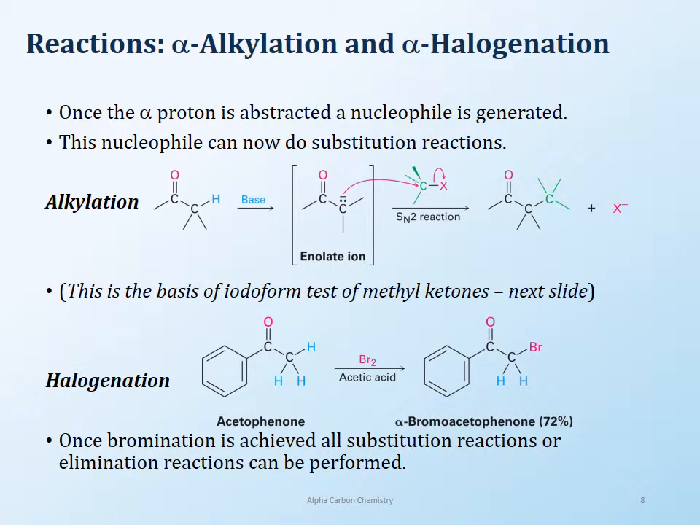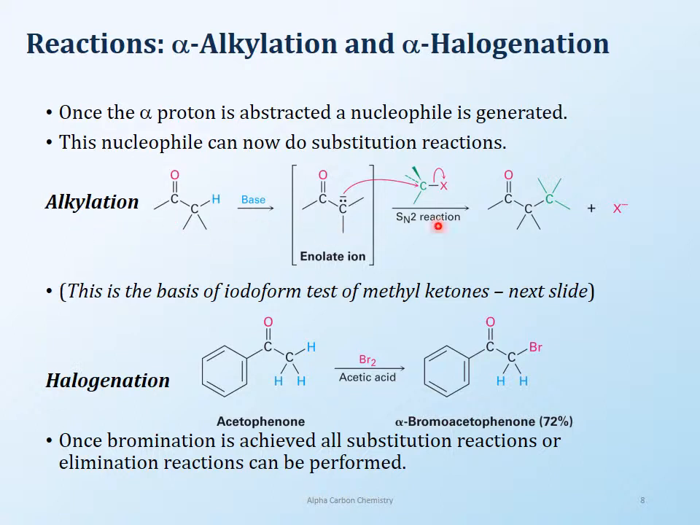Let's look at the reactions now that you can do for the alpha carbon. There are a few reactions that are very common, and this slide actually has two of those reactions, alpha alkylation and alpha halogenation. So once the alpha proton has been abstracted by a base, what you generate now is actually a nucleophile. Once a nucleophile has been generated, you can do any kind of substitution reactions with that.